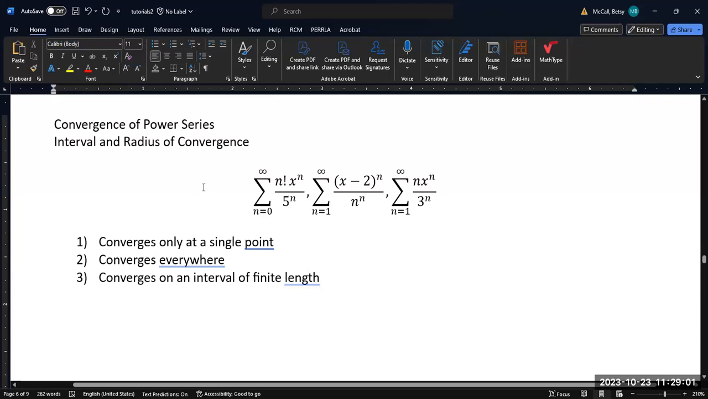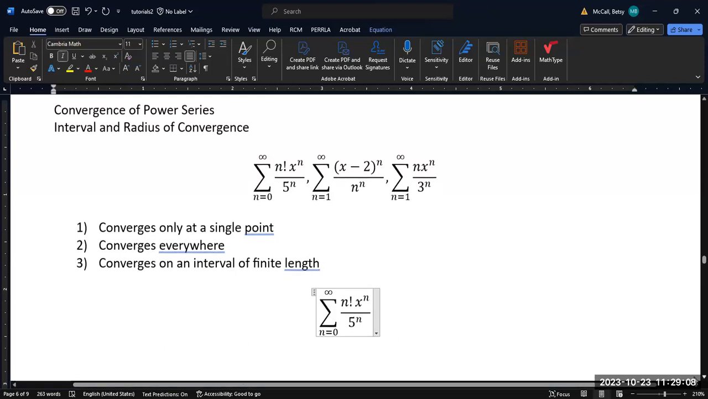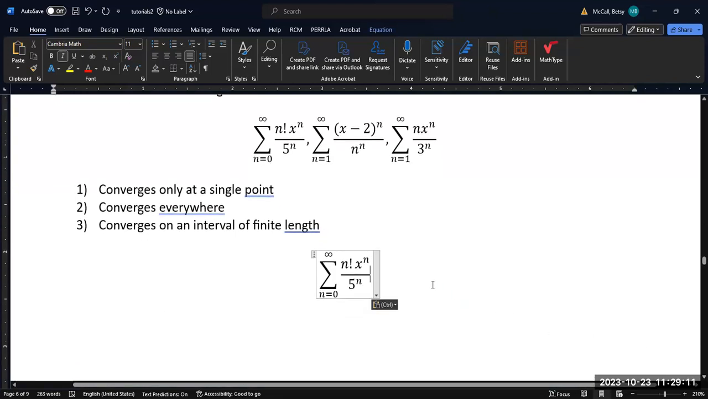Now, in the first case, sometimes these kinds of examples are easy to miss. And the reason for that is because when you do the limit using your ratio test, it initially looks like it's not going to converge anywhere. So let's actually run through our ratio test for this example. For some of these problems, you can use either the ratio or the root test, but with the factorial, it's a little easier to just use the ratio test.